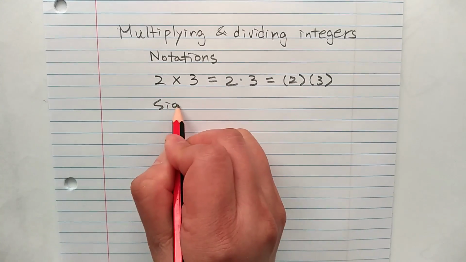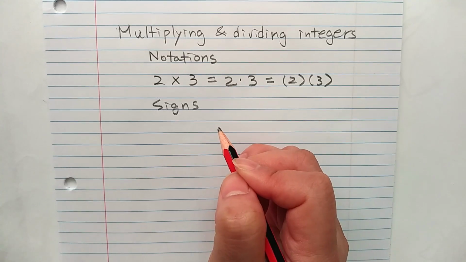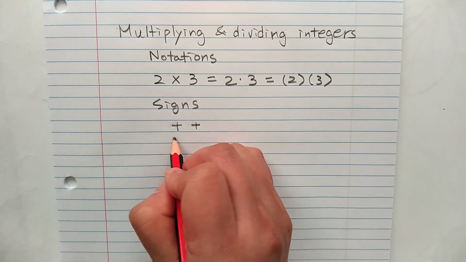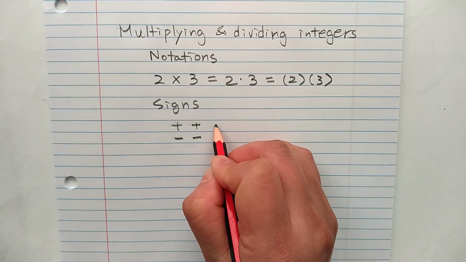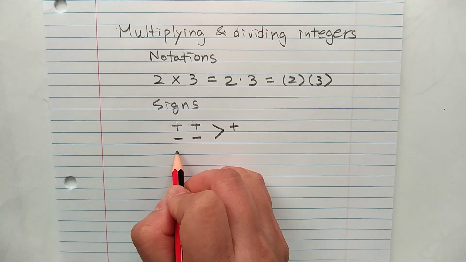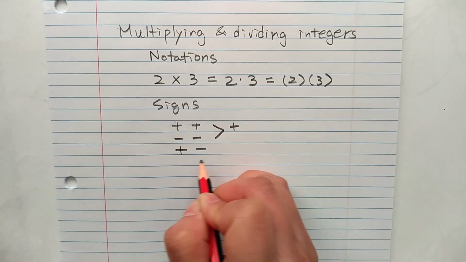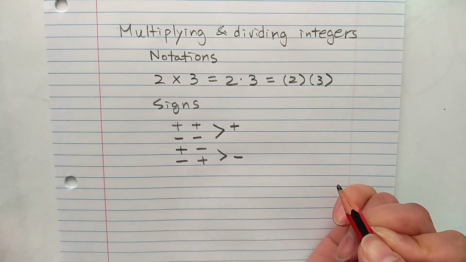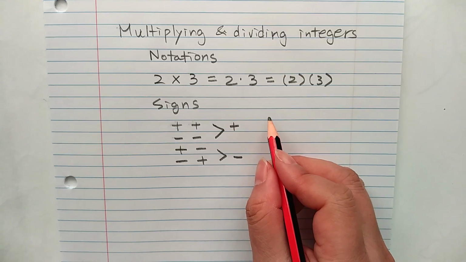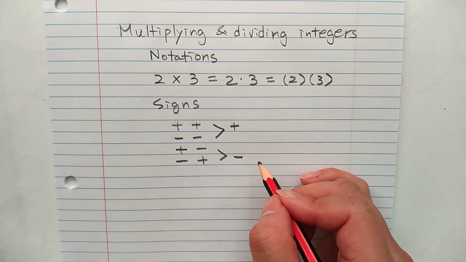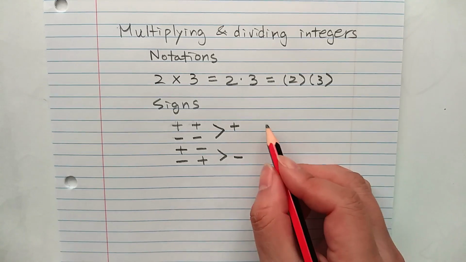Let's talk about signs. When you multiply 2 numbers with the same sign, like positive, positive, or a negative number times a negative number, you get a positive result. When you multiply 2 numbers with different signs, a positive number times a negative number, or negative times positive, you get a negative result. This looks familiar. We've talked about this briefly when we talked about adding in the previous video. The same rules apply.